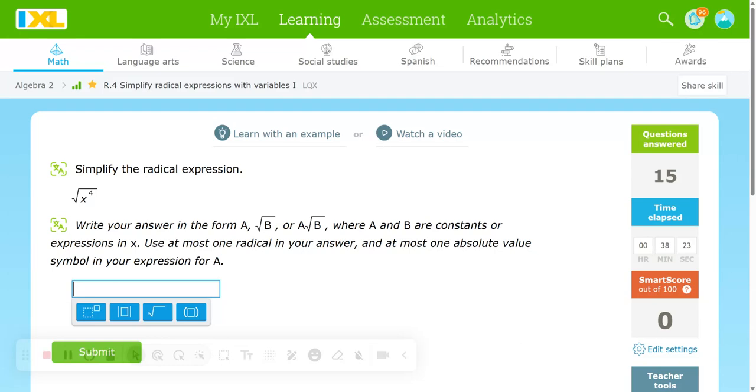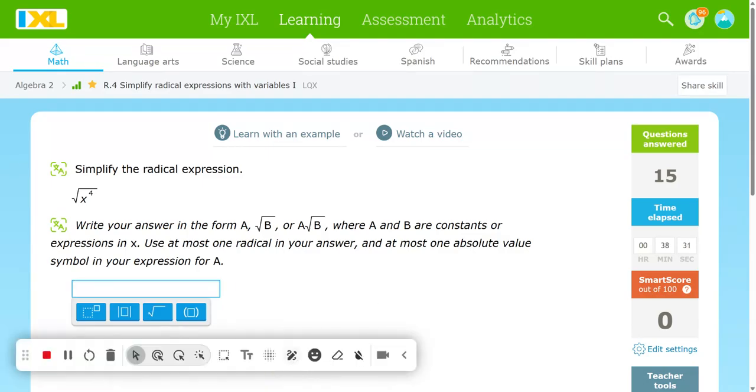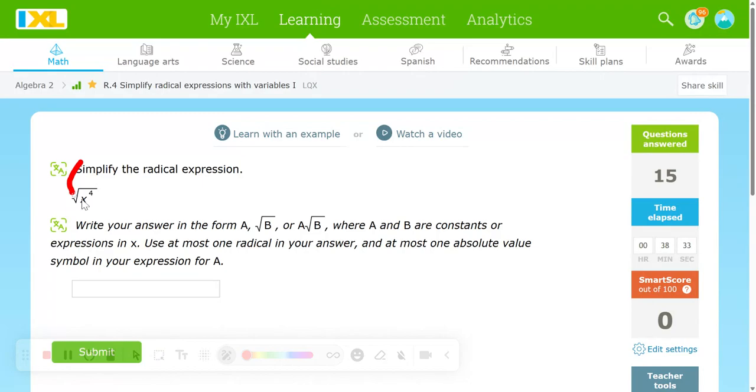We go over our four simplified radical expressions with variables, number one. Okay, here we go. This is a square root, so this is an even root. So the answer should have the absolute value sign.